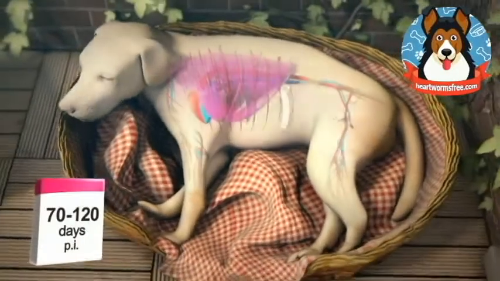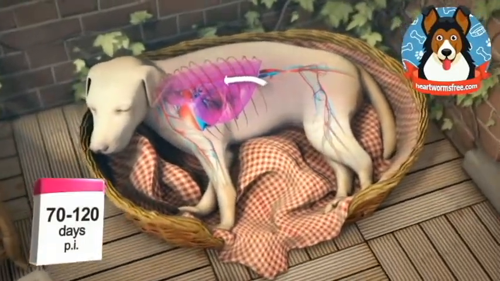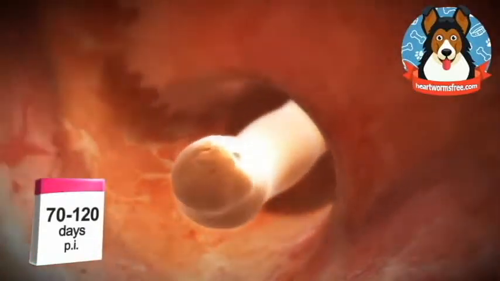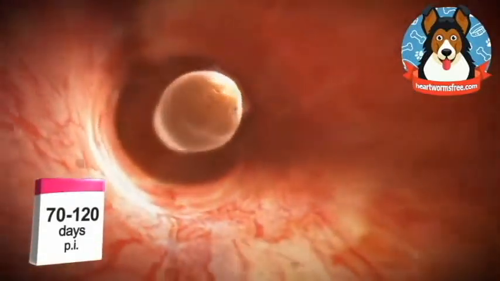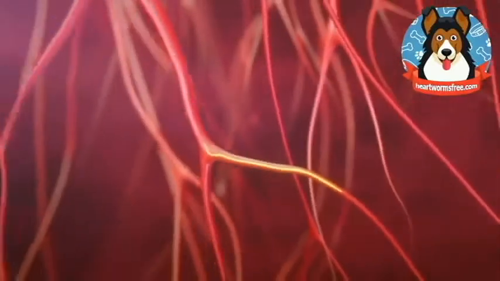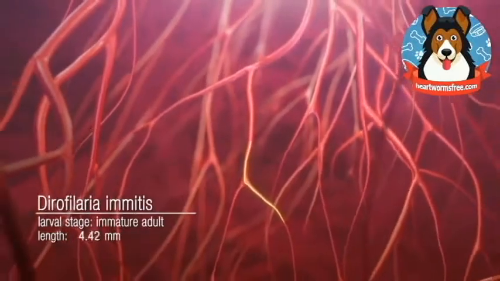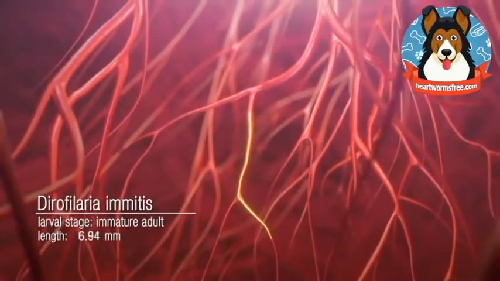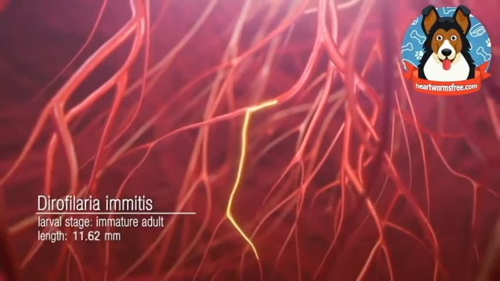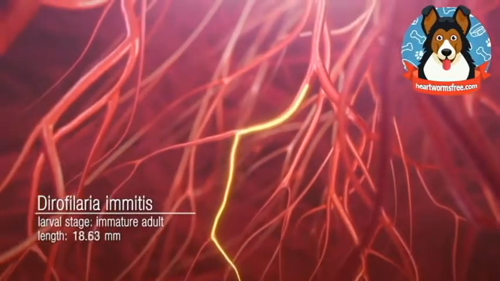By day 120 after the initial infection, they all have arrived in the small pulmonary blood vessels. At this point, the immature adult heartworms are about 1 to 1.5 inches in length. They now begin to grow massively, pushing into larger and larger pulmonary blood vessels until some of them finally end up in the pulmonary artery, close to the heart.